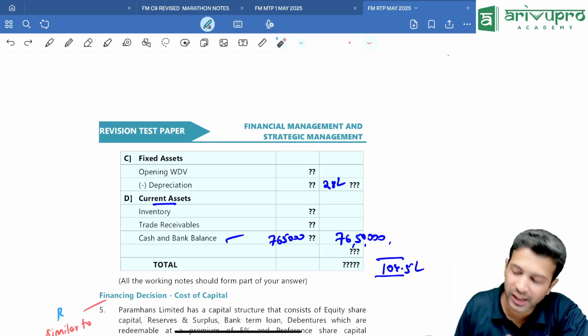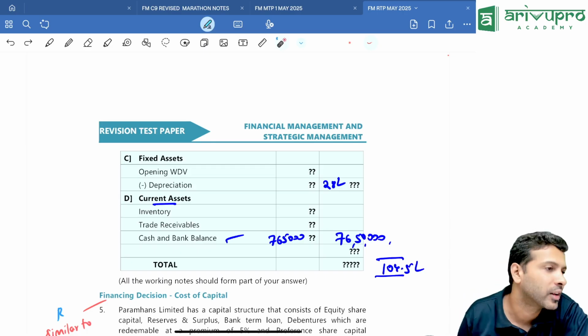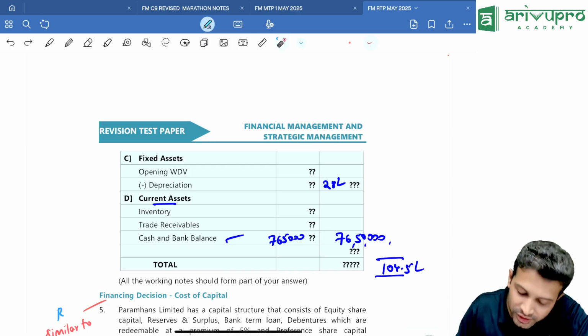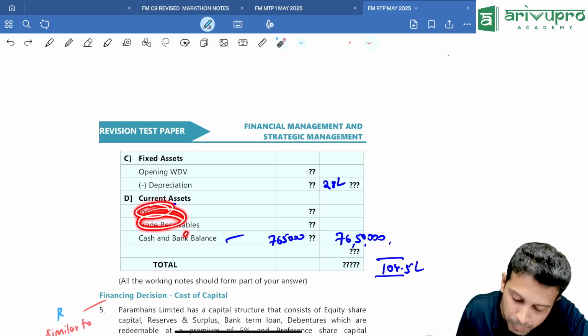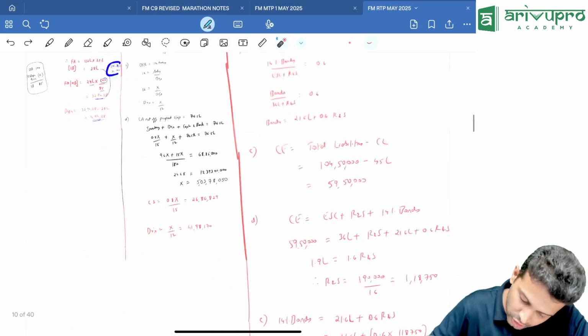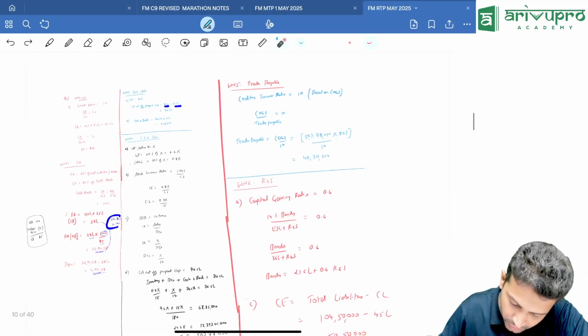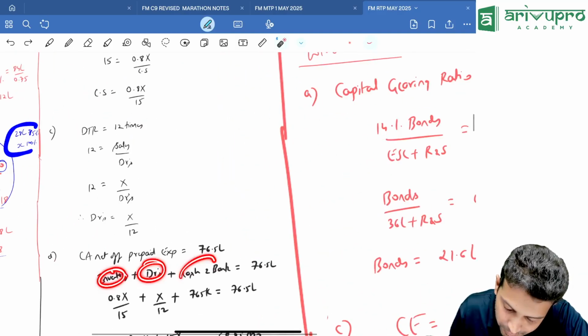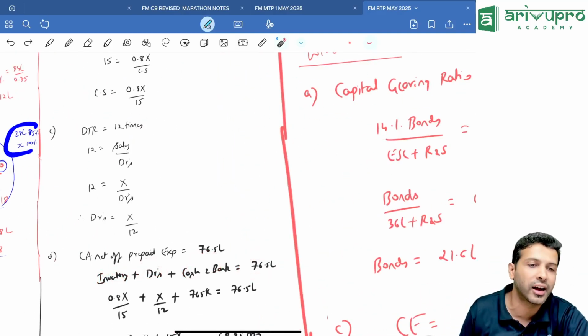Okay, what is the equation again? Tell me the equation, make me happy. Inventory plus receivable plus cash and bank balance is equal to 76 lakh 50,000. That's what I've written here. Inventory plus debtors plus cash and bank balance is equal to 76 lakh 50,000.